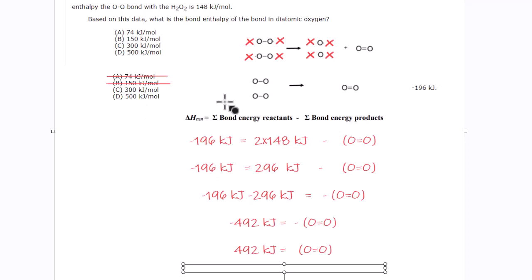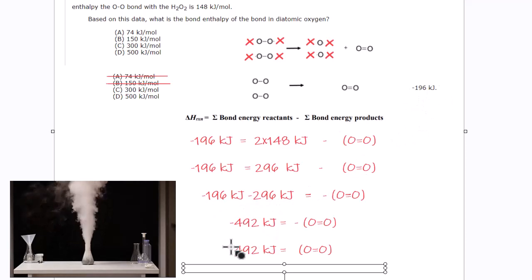So we've solved it both in terms of understanding what's happening, breaking these two, investing 296 kilojoules, getting back negative 200 kilojoules. So we know we've got our final answer where the formation of this double bond produces a lot of energy.